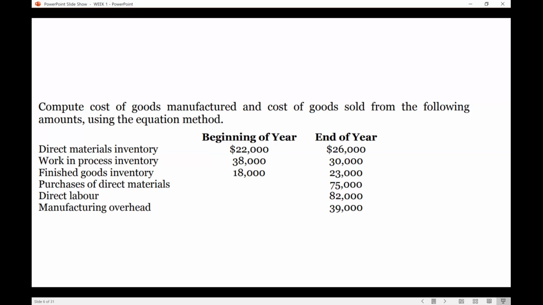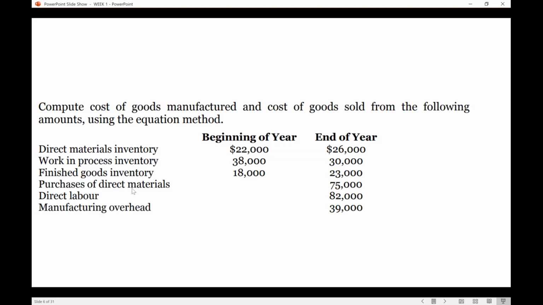Because to find cost of goods sold, you need to find cost of goods manufactured. To find cost of goods manufactured, you need total manufacturing costs. To find total manufacturing costs, you need direct materials used, etc. So for direct materials used, you need a beginning raw materials inventory, an ending, and what was purchased. So we see we have a column for beginning and ending, right? So we know it's going to give us the information, so we can find direct materials used, right?